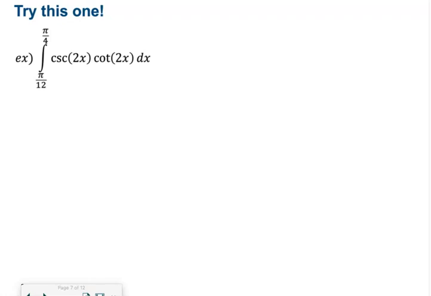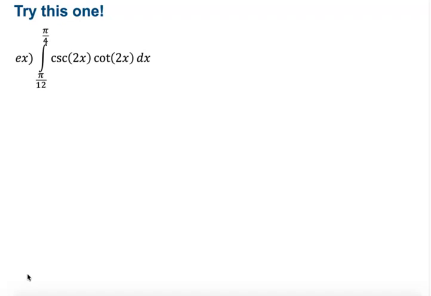So go ahead and do your u replacement and see what you can do with this. As I was walking around the room, there's a couple different approaches to this, and they all work if you do them correctly. So I personally would have just let my u be 2x, and that's what I'm going to do here. But I did see one student successfully rewrite this function all in terms of sines and cosines.